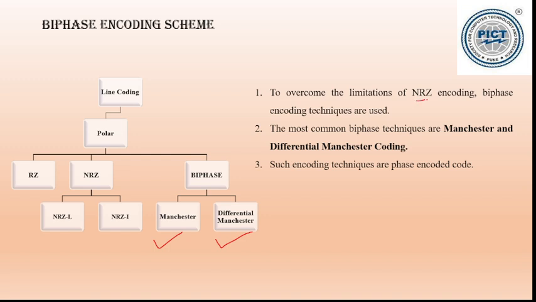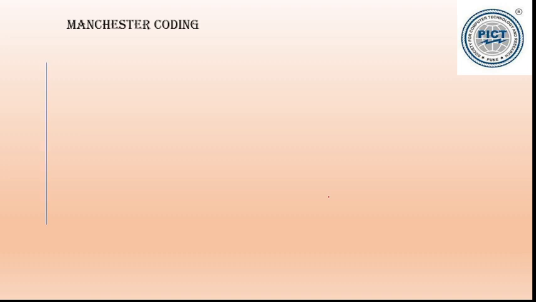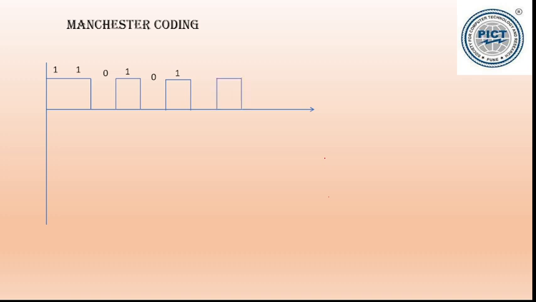Biphase, okay, so we know the first limitation is that it is complex because it is using three levels, plus V, minus V and 0. The most common biphase techniques are Manchester and differential Manchester coding. Such encoding techniques are phase encoded techniques. So let us see first of all the Manchester coding. So let us draw first of all the bit pattern that we are using, that is 1101, again 10, okay, then again 100. These are the bit patterns.